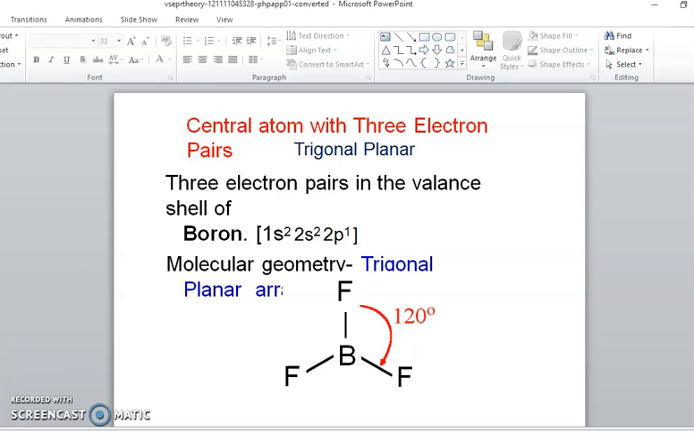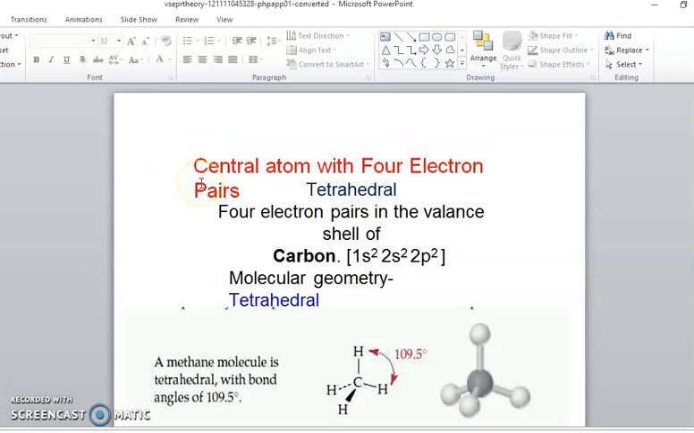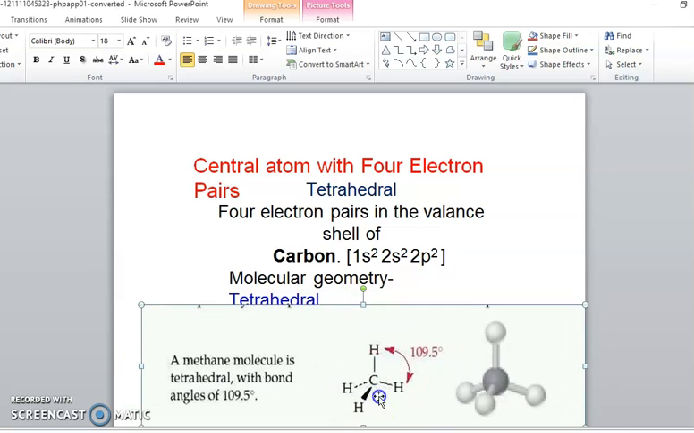Now we come to the next case. Suppose you have a central atom with 4 electron pairs. You are familiar with this geometry, and they are arranged in a tetrahedral manner. This bond and this bond are on the plane of the paper, this one is away from the viewer and this one is towards the viewer. The bond angle will be 109.5 degrees, and the geometry is called tetrahedral.